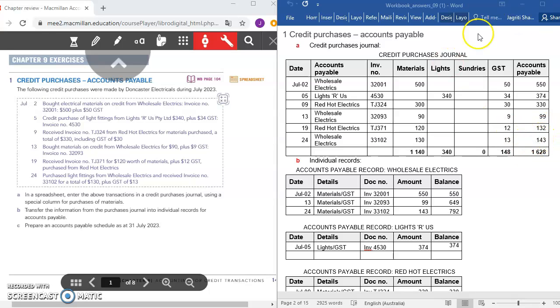Okay. Now, a couple of things to remember here. There's no entry in the sundries account, so if you don't make this column in your credit purchases journal, it's fine. I won't deduct any marks, so you can get rid of that if you want to.